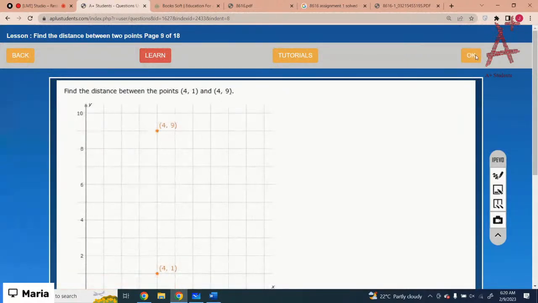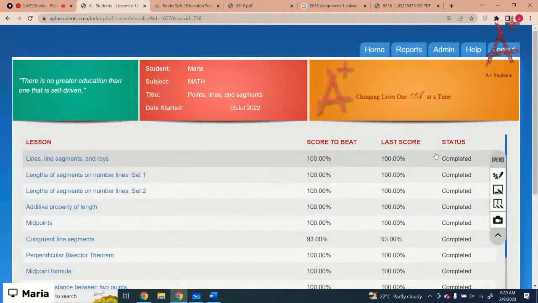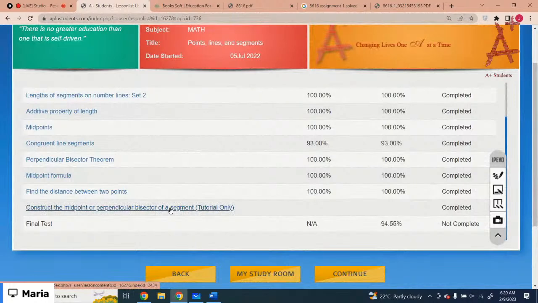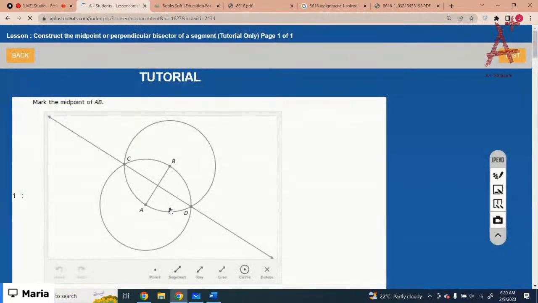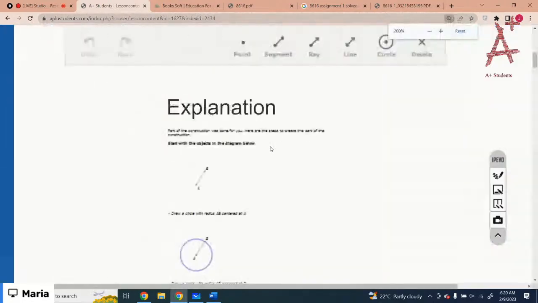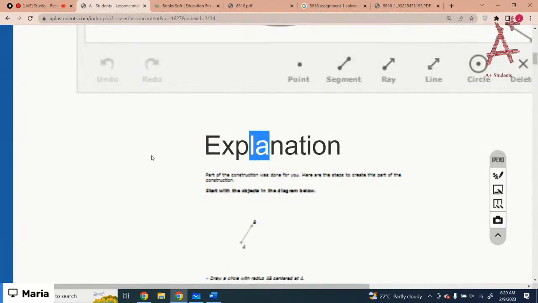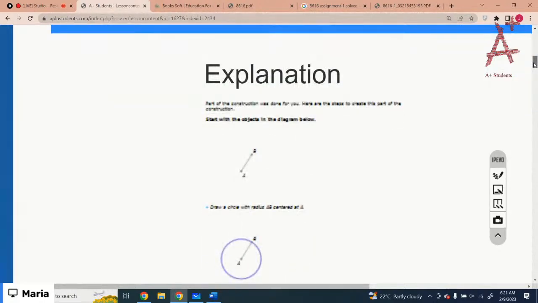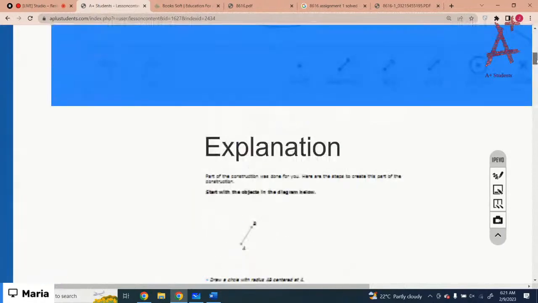And the next lesson is construct the midpoint or perpendicular bisector of a segment. So let's just start with mark the midpoint of AB. So basically we have a line AB. We have to mark the midpoint of AB. Okay, let me just read.